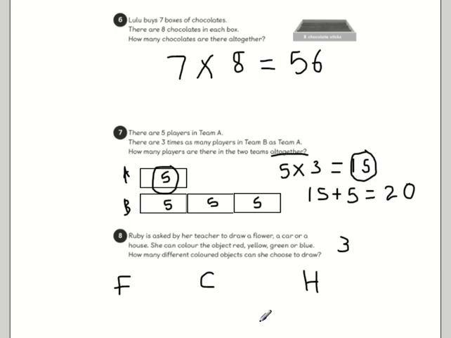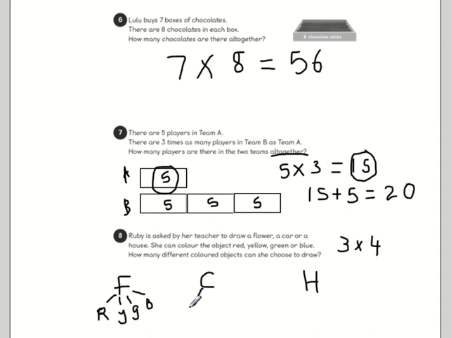She can colour the object either red, yellow, green, or blue. Okay, sorry, let's make that R a bit better. So she's got 4 options for each thing, and there's 3 things. How many different coloured objects can she draw? Well, we're working out 3 times 4.